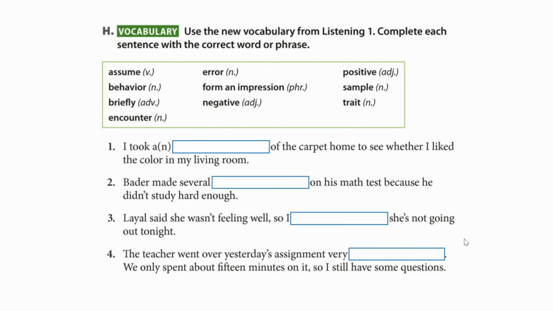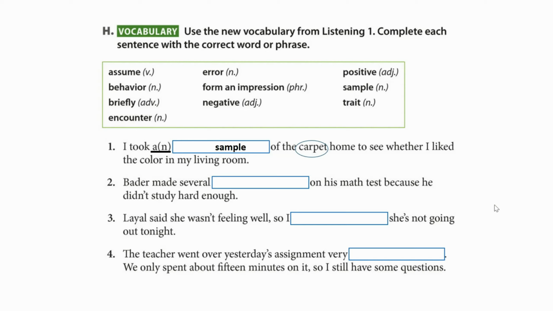So we know straight away that we have a or an. So we're looking for a noun because this is one of the signs of a noun. And we also know we have carpet. So we're looking for the word that best suits carpet. And we know that with a carpet, you can get a sample. So the answer is I took a sample of the carpet home to see whether I like the color in my living room.